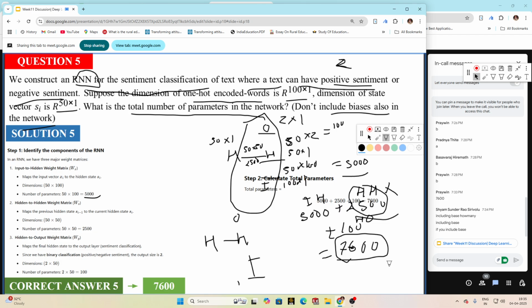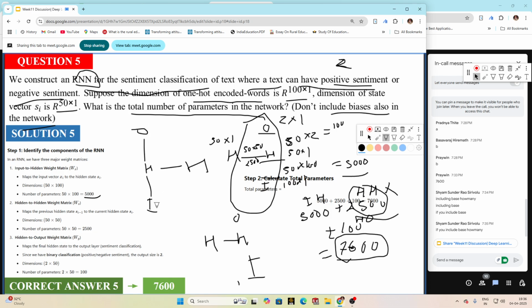Shyam Sundar, if you include bias, how many? Not base, bias, right? If you consider bias, then how many parameters are there in this network? Okay, let's consider bias also. So if I consider bias, this is I and this is H. Okay, this is H, this is again H, and this is O. Okay, this is the network.